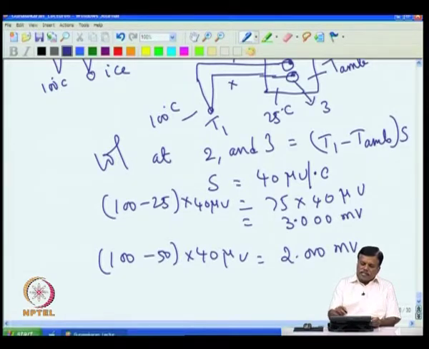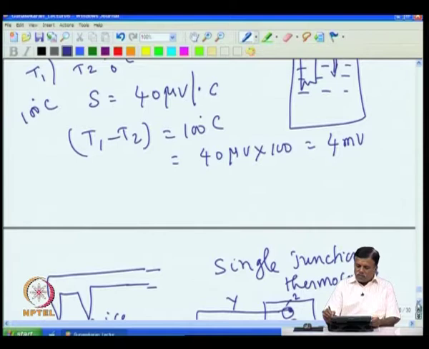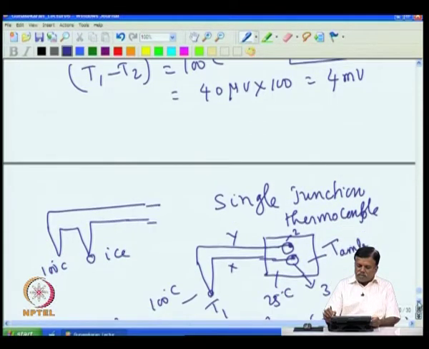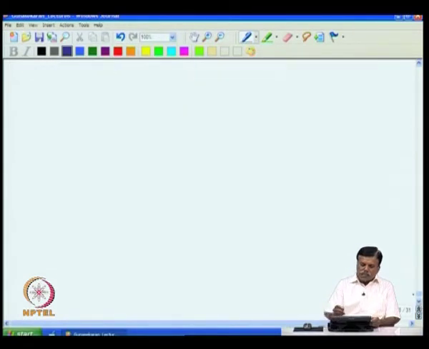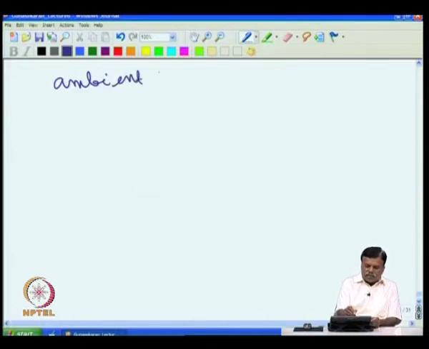The same 100 degree C now gives only 2 millivolt. Earlier, when the room temperature was 25 degree C, the same 100 degree had given you 3 millivolt. So, if we are to be successful in using this, then we have to compensate for this ambient temperature change, because when ambient temperature changes, the output generated by the thermocouple also changes. So, one has to provide ambient temperature compensation if you are using a single junction thermocouple. In industry circles, this is generally called ambient temperature compensation.